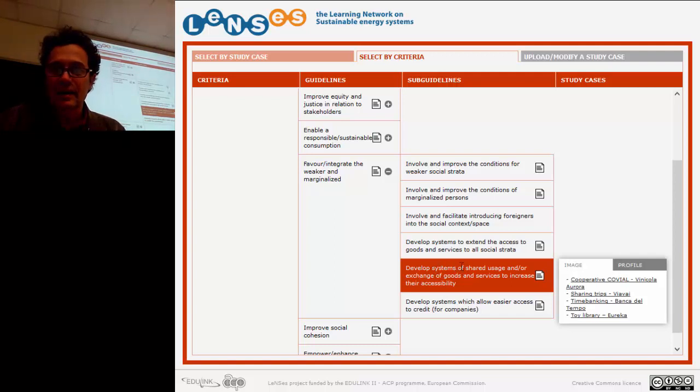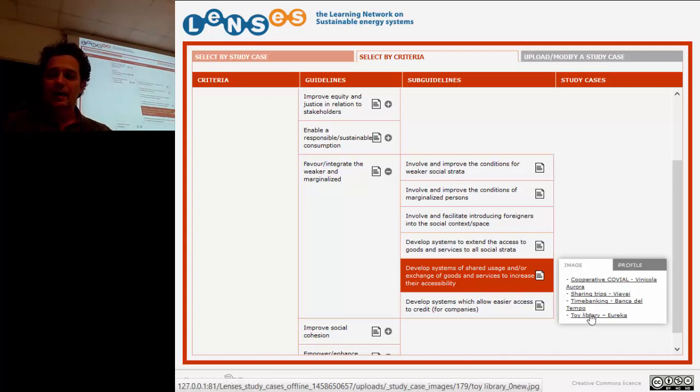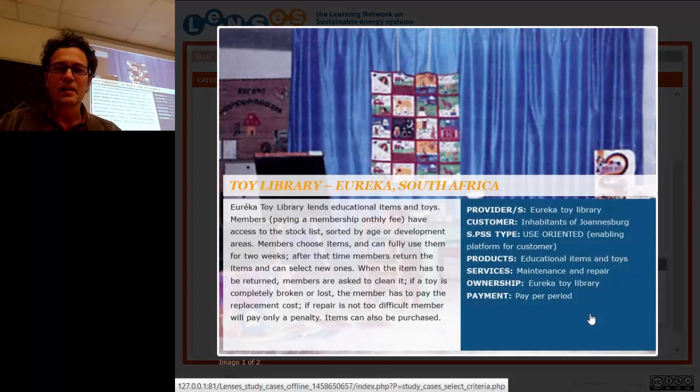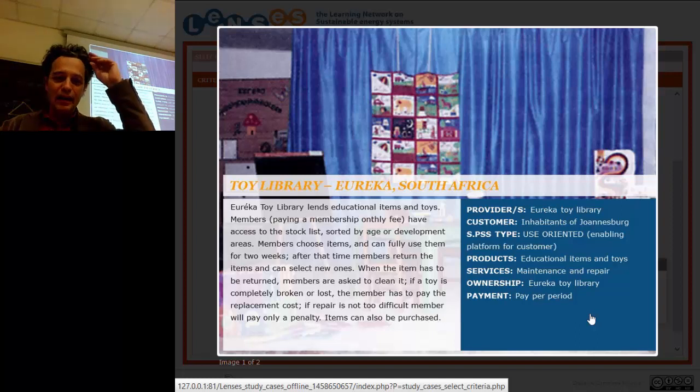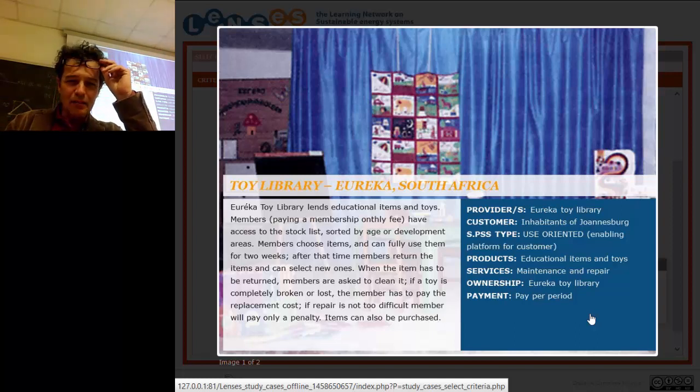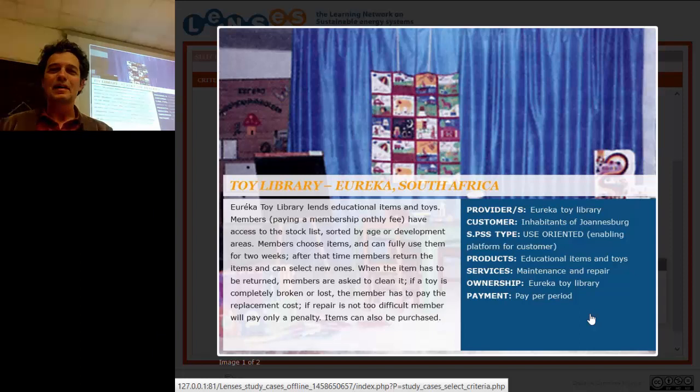Develop systems of shared use and/or exchange of goods and services to increase their accessibility, even, again, for those people that may have a lower income. I'll show you an example. Here we go, in South Africa. It's a toy library run by a lady. I can't remember the name. Nevertheless, it works as a library.